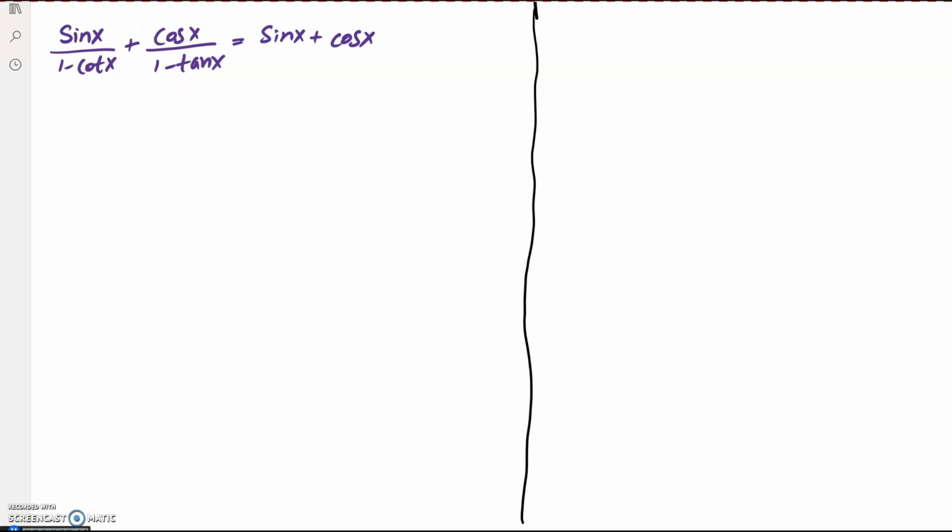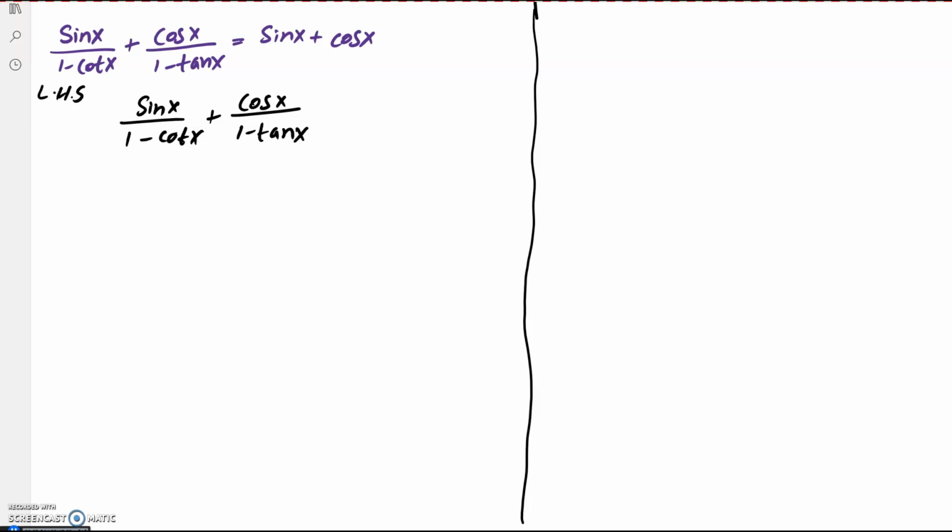Alright, so next we have this question. We are going to prove this identity, and again, you can see that the left hand side is the most complicated one. So I will start with the left hand side, and it's sine x over 1 minus cot x plus cos x over 1 minus tan x. So in this question, you might be thinking that again we have two fractions and we will try to make the same denominator.